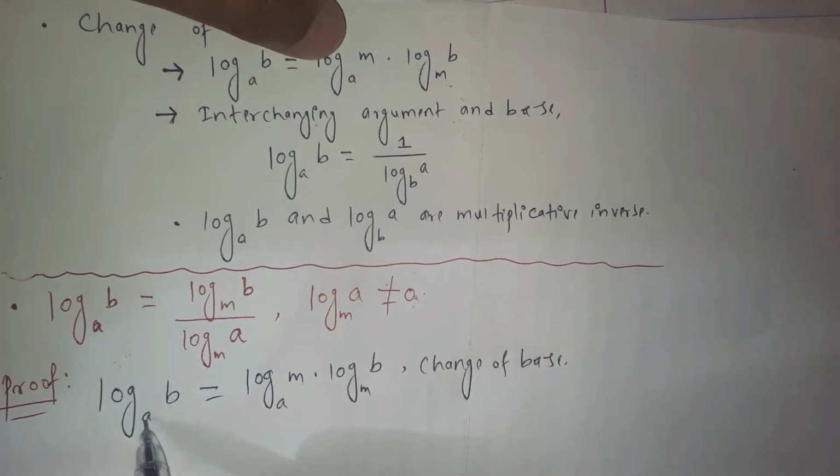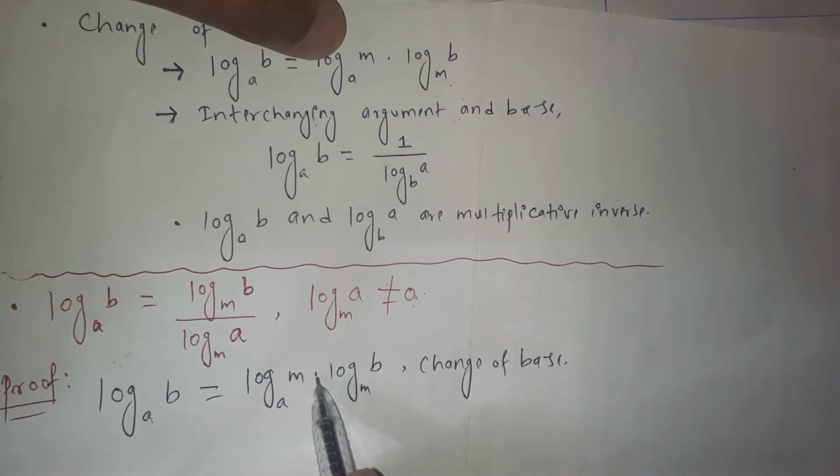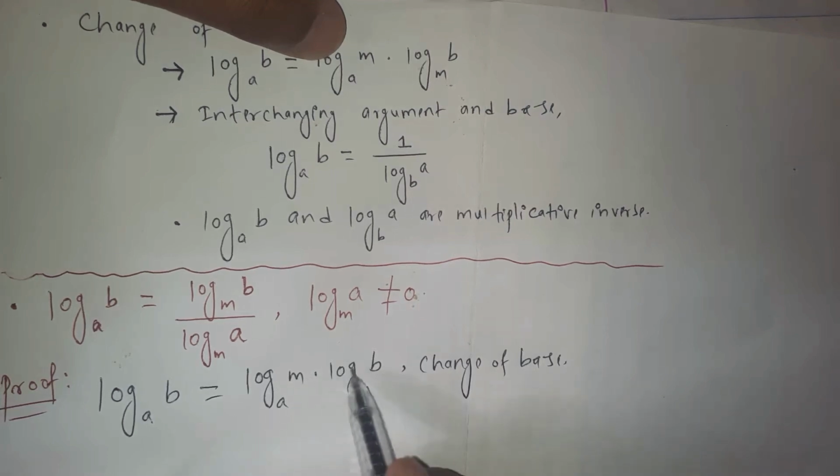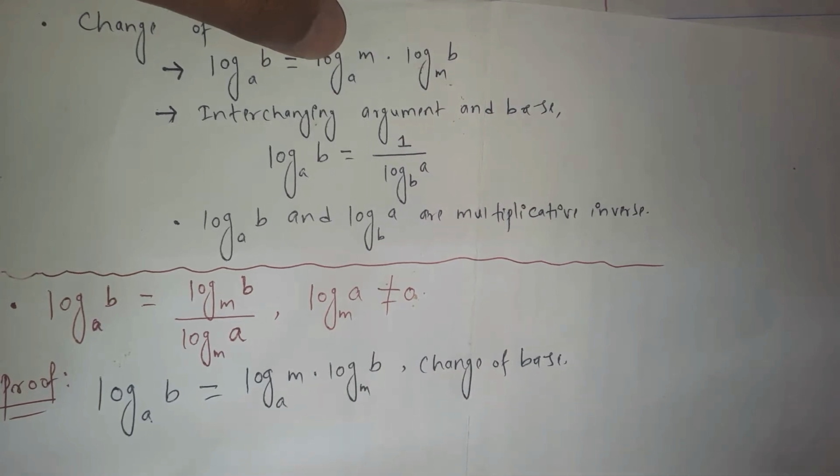Log of b with base a can be written in the form of the change of the base. We can take any number, here I have taken m: log of m with the same base, times log of the argument, here the argument is b, with the base of that number that we have taken. Here m is the number that we have taken, so we take the logarithm with the base of that number.